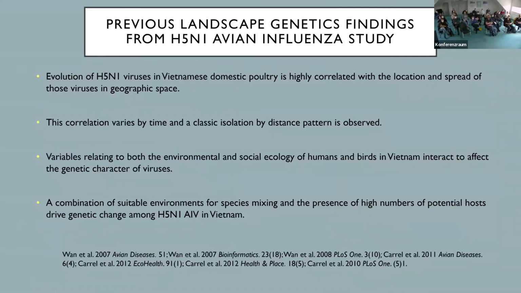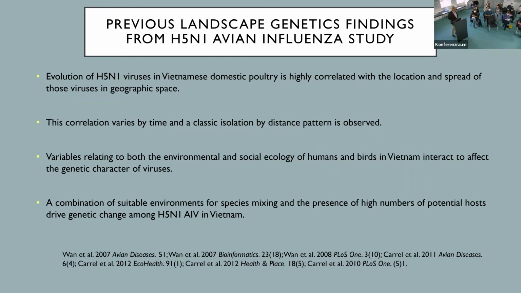So from that study, there are a lot of findings. There's a bunch of papers listed at the bottom, but some of the highlights are that evolution of H5N1 in domestic poultry is highly correlated with the location and the spread in geographic areas. So that second bullet point is the correlation varies by time with a classic isolation by distance pattern. Isolation by distance is Darwinian theory, and it just means that, like the finches in the Galapagos Islands, the morphology of their beaks was different the further away, but actually the local landscape changed the beaks as well. So isolation by distance is you get further away, there's genetically more dissimilar. So we found that in Vietnam.